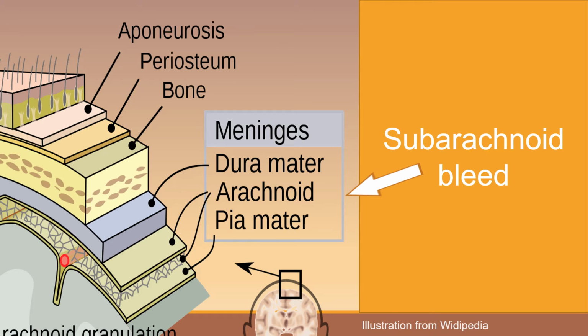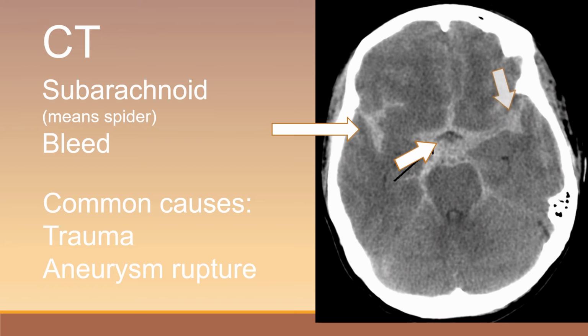And let's look at the membrane of the brain again. Now the layer under dura is the arachnoid. Arachnoid means a spider web. And on a CT scan, a subarachnoid hemorrhage is usually caused by trauma or an aneurysm rupture. You can see that the blood on the CT scan is usually distributed close to the cortex.